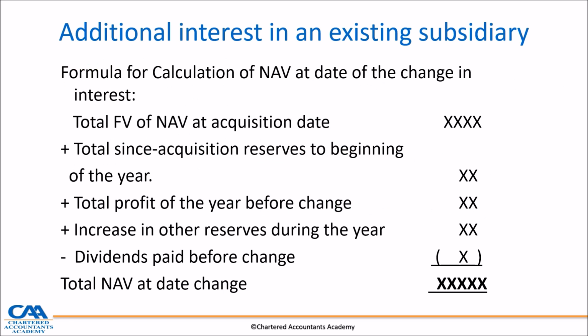So the formula for calculating net asset value at the date of the change in interest in this case is saying the total fair value of net assets at acquisition date. Then you add the total post-acquisition reserves at the beginning of the year. You add the profit for the year before the change, the increase in other reserves during the year, less the dividends paid to come to the net assets at date of change. Otherwise, if you're given actual assets and liabilities, just calculate the carrying amount at the date of change.